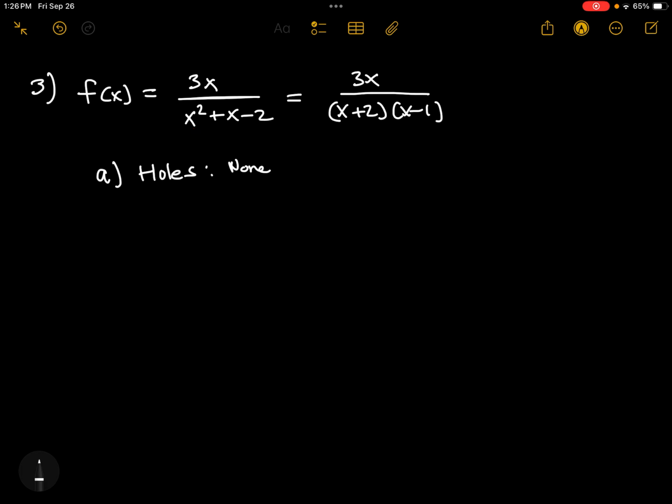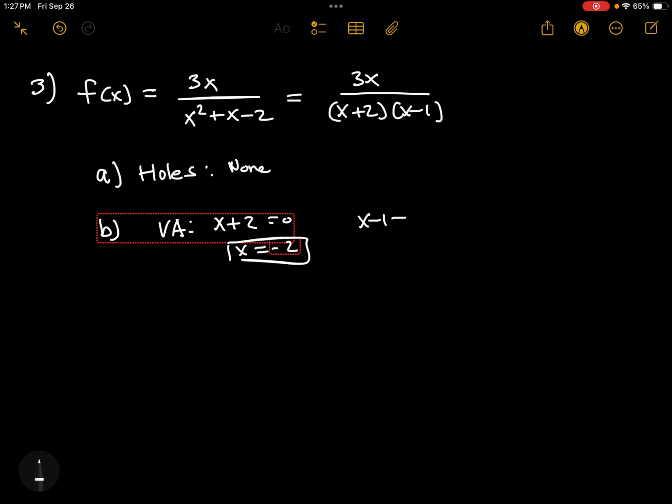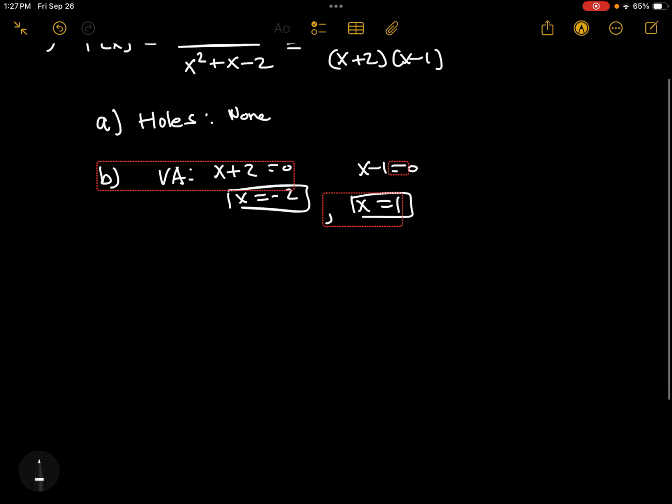All right, so the next thing you can do is find the VAs, and the VAs are pretty straightforward. You simply set the denominator equal to 0 and solve for x. So you can have multiple vertical asymptotes, as you can see in this particular example. So over here, I have two VAs, x is equal to -2, and then x is equal to 1.